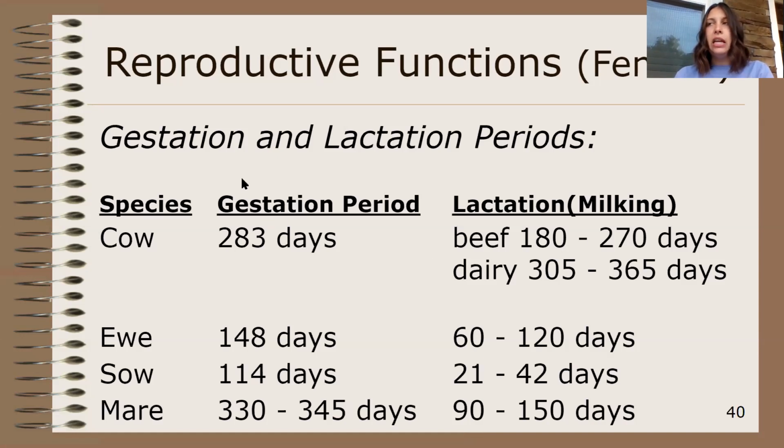And gestation period. Keep in mind that gestation is the term for how long an animal is pregnant. So cows are pregnant for 283 days, which is about 9 months, thereabout. And then lactation is how long they're producing milk. Beef cows will typically produce milk for 180 to 270 days. So that's about 6 to 9 months.